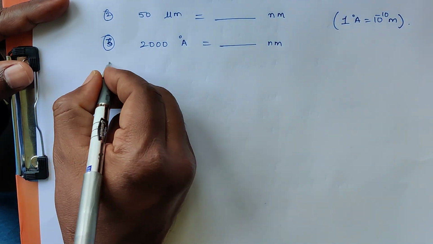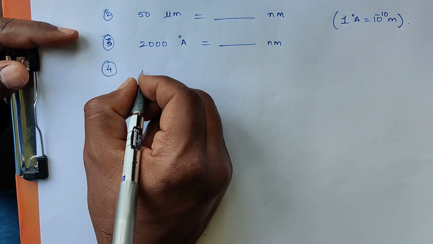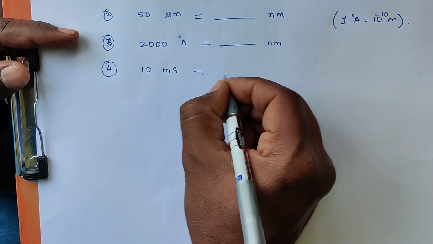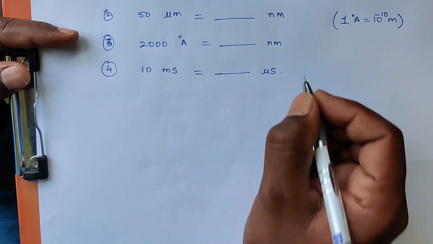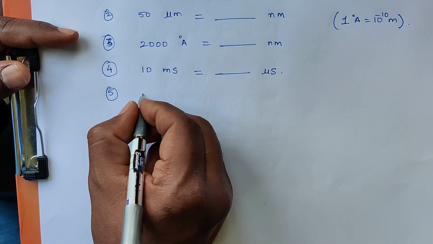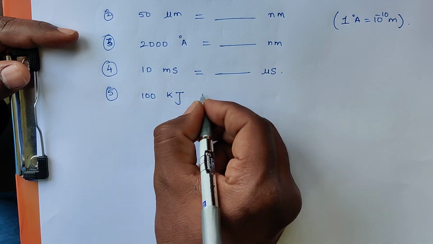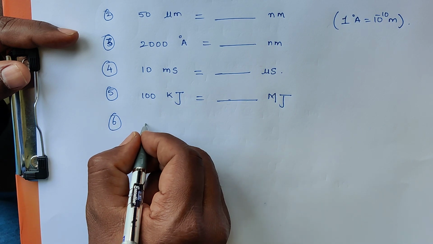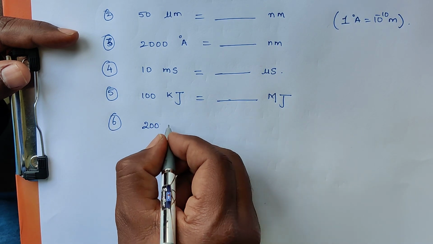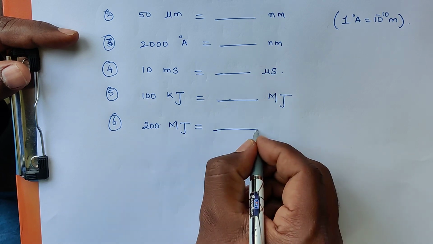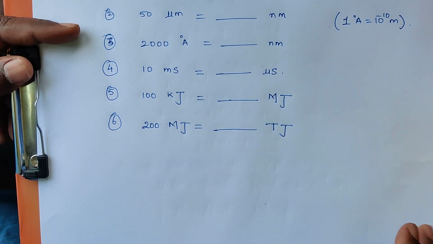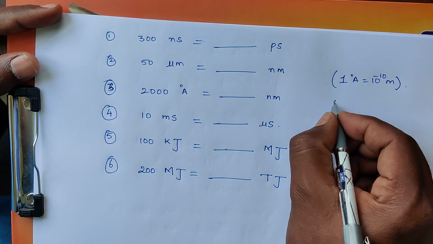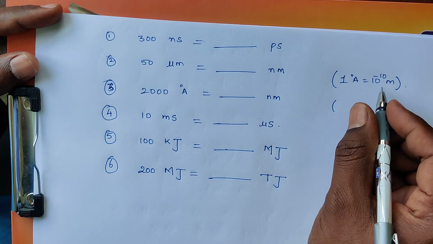Fourth one: 10 milliseconds equals how many microseconds? And another one: 100 kilojoules equals how many megajoules? One more example: 200 megajoules equals how many terajoules? Try to solve all these 6 on your own. And also we know 1 angstrom equals 10 to the power of minus 10 meters.